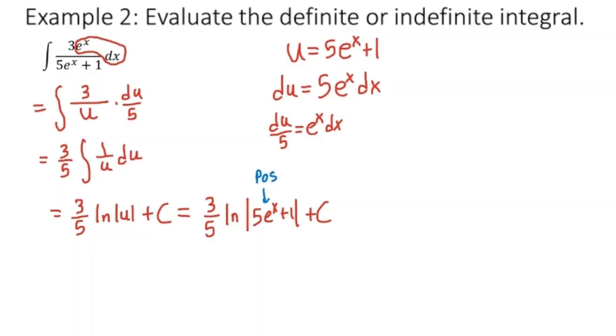The reason why this is important is whenever we take the absolute value of something positive, it is itself. So the absolute value of 5e to the x plus 1 is just 5e to the x plus 1. So our antiderivative simplifies a little bit further to 3/5 natural log of 5e to the x plus 1 plus C.